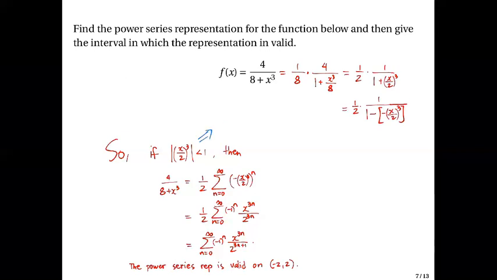So let's just write the detail there. You will have the absolute value of x over 2 less than 1. You take the cube roots of both sides. Since they're all positive anyway, the inequality will remain less than. And this will give us the absolute value of x less than 2. That's why we have this interval here.